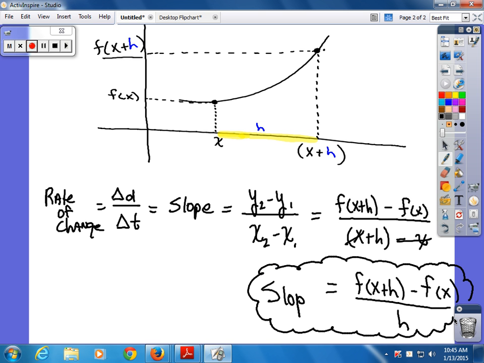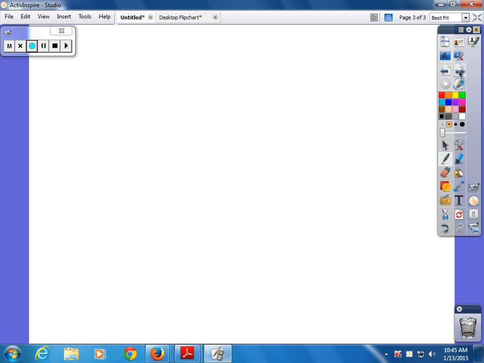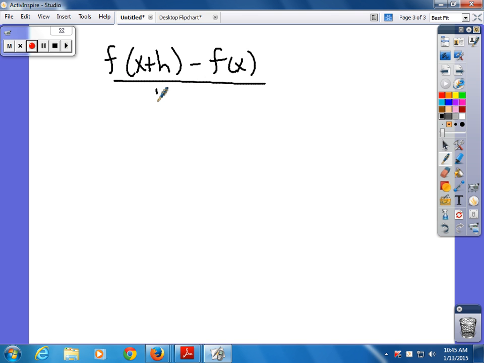Now, this is very important because this gives you basically your derivative in calculus when you apply the limit theorem. So this is called the difference quotient. The difference quotient applied with the limit theory will give you your calculus, your derivative. So let's take this and go to the next page. f of x plus h minus f of x over h.